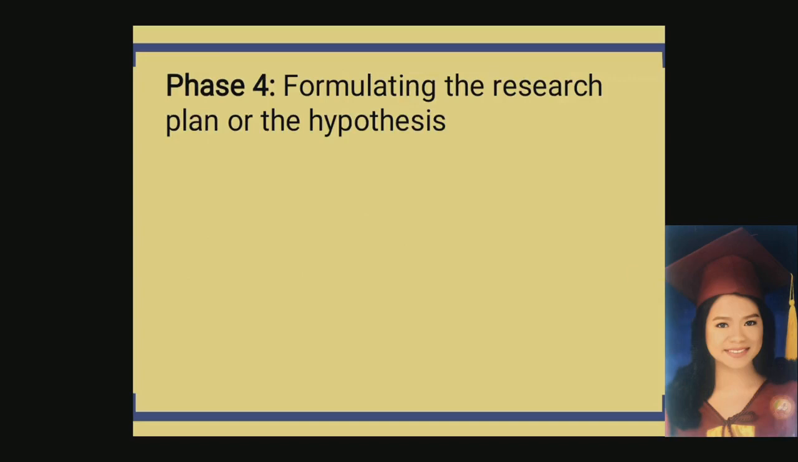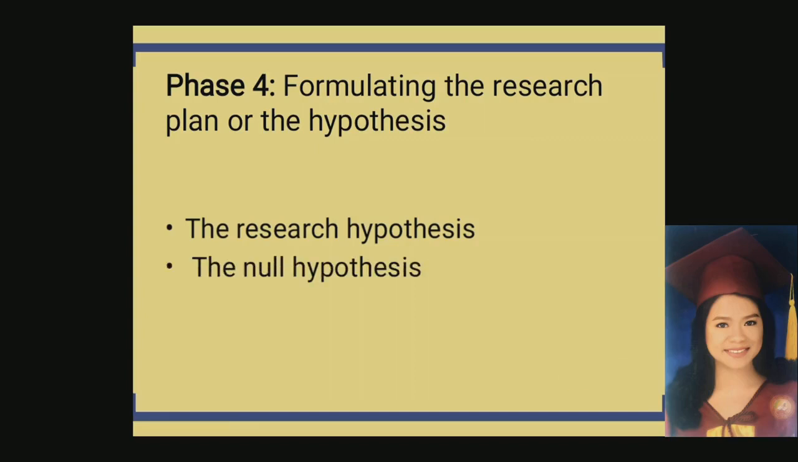Phase 4. Formulating the research plan or the hypothesis. The research hypothesis. It is a specific, clear, and testable proposition or predictive statement about the possible outcome of a scientific research study. It's an intelligent guess. The null hypothesis. The null hypothesis is a type of hypothesis used in statistics that proposes that there is no difference between certain characteristics of a population.